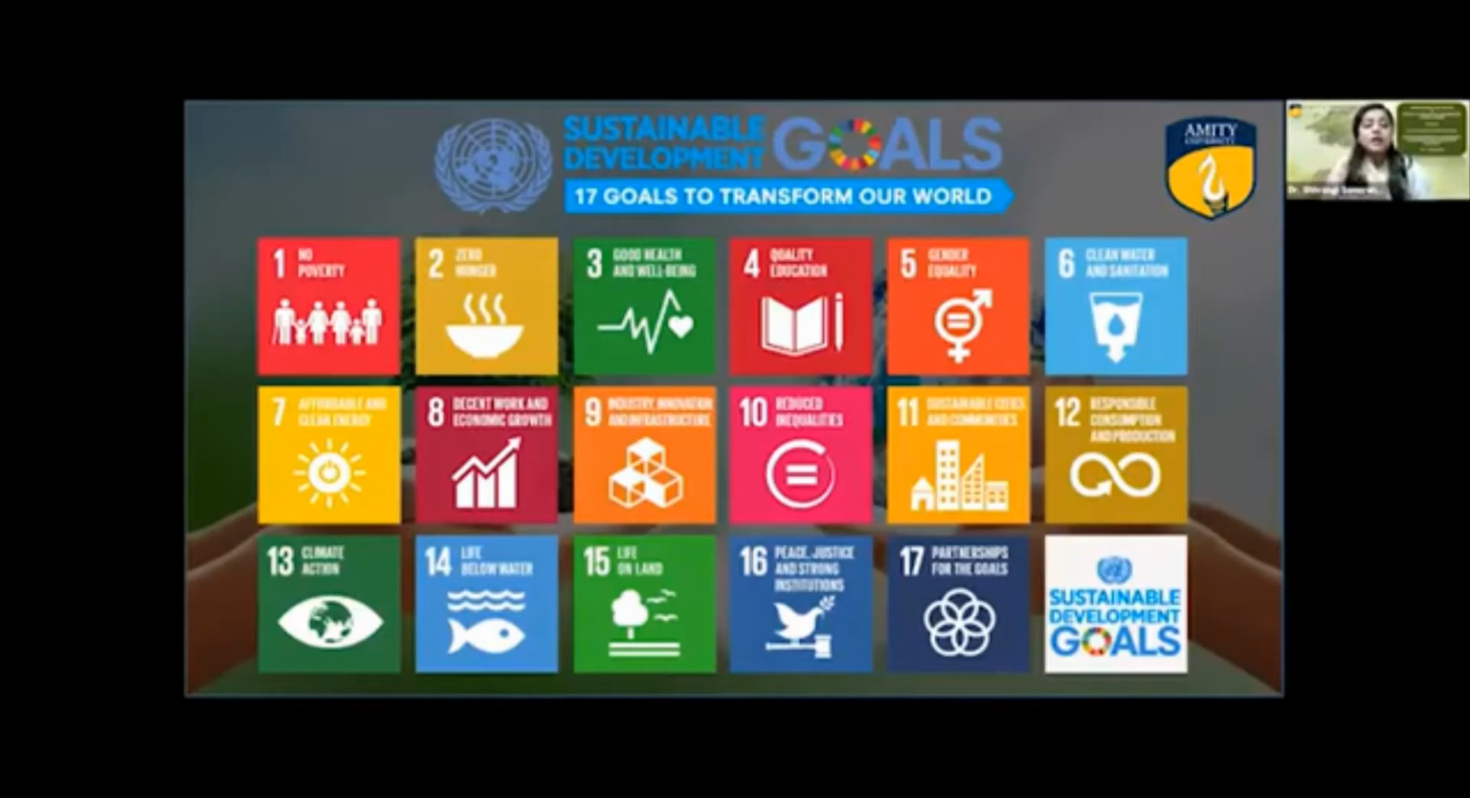Then coming to SDG 11. So we'll be talking about SDG 11 in a little detail because our topic is mainly the use of geospatial in the attainment of SDG 11. SDG 11 is actually sustainable cities and communities.